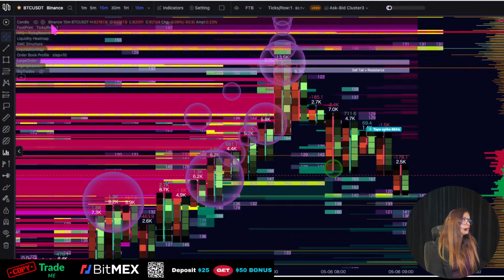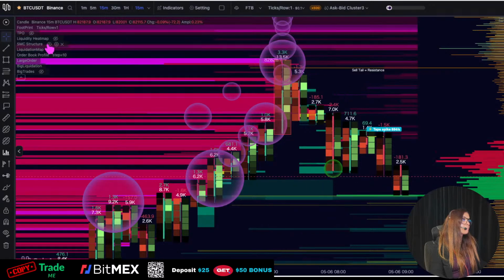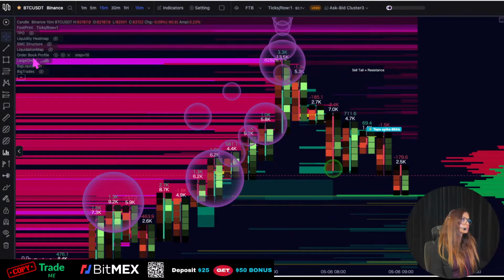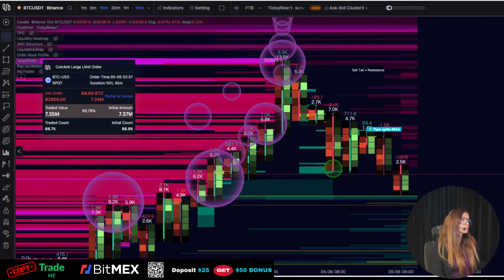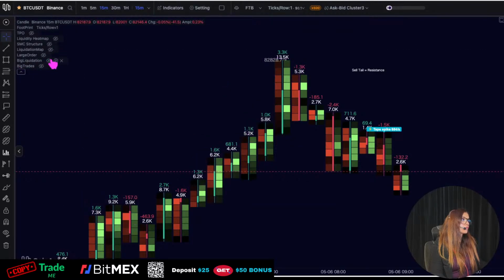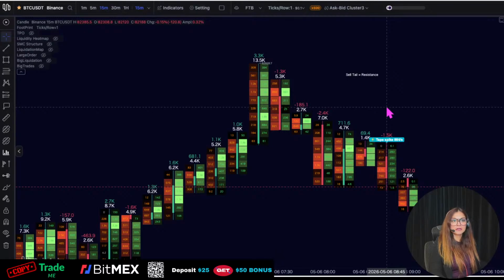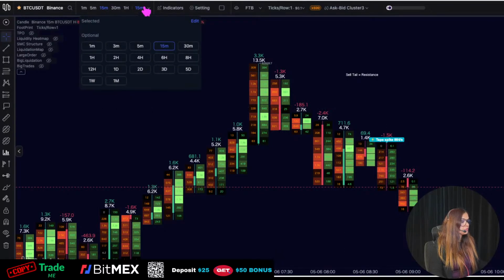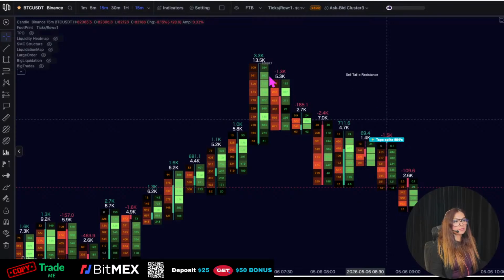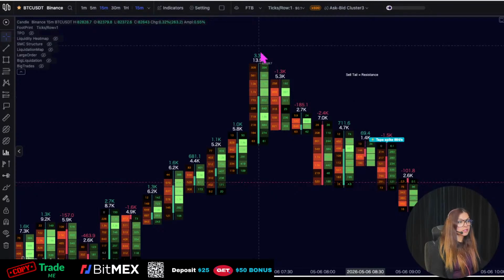I'll go one by one. Okay. So the first thing we have is the footprint chart, okay, and the footprint of each 15-minute candle. We are on the 15-minute time frame. And the footprint chart will basically tell you the delta. The delta is the buys minus the sells.